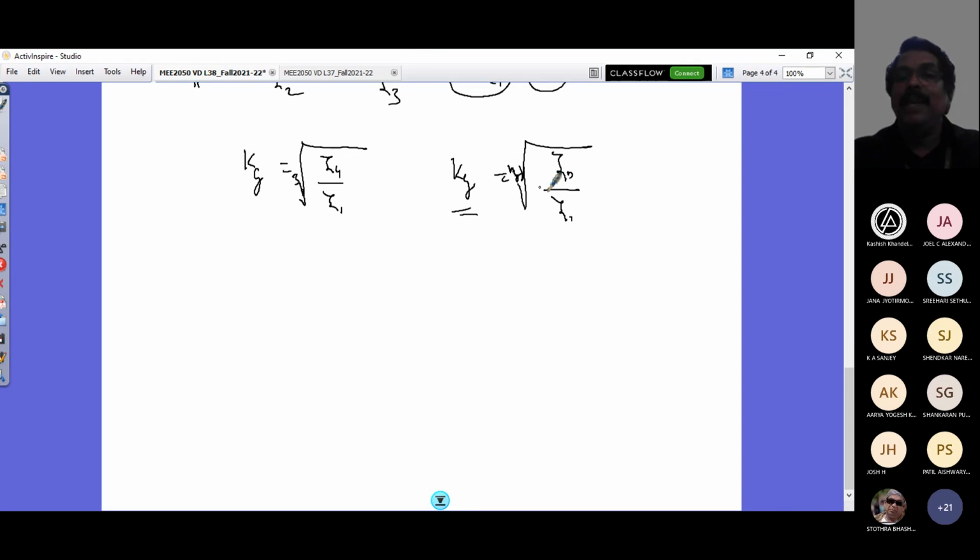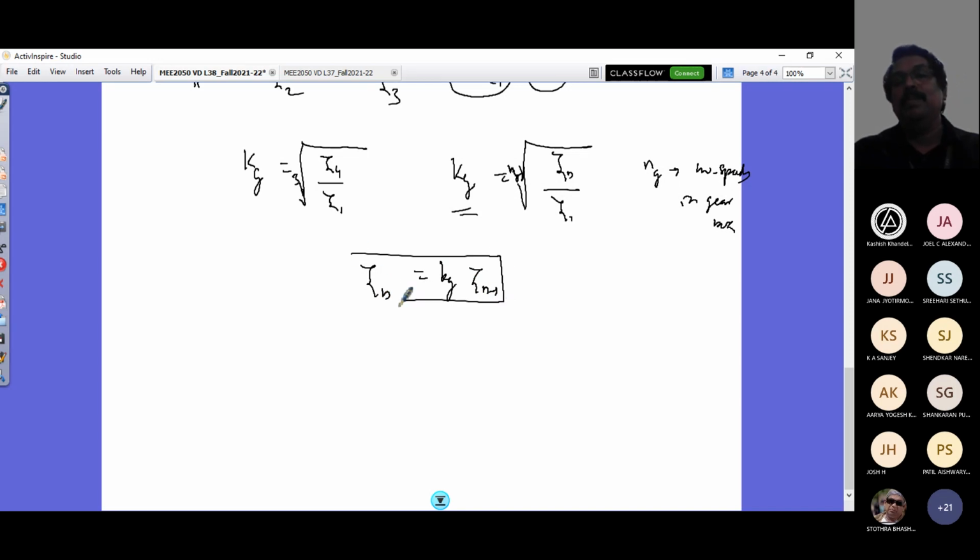So what is this ng here? This small subscript g is the number of speeds in the gearbox. Right? So if this is so, you would be able to have zeta n given by kg into zeta n minus 1. So look at this n minus 1: if this is 4, this is 3. So this is simply the generic form that is represented.